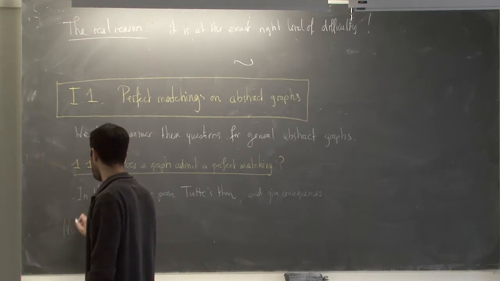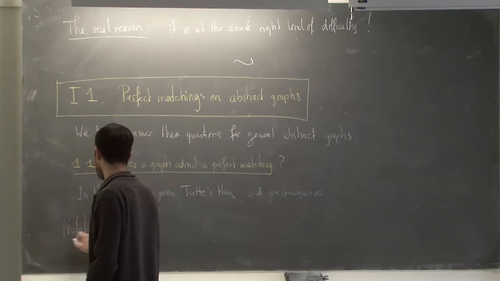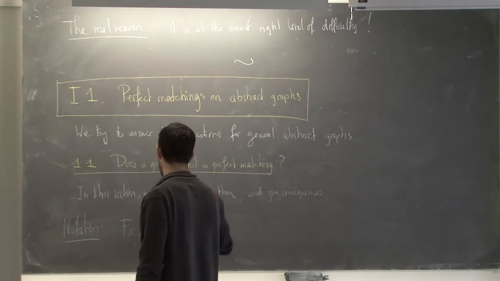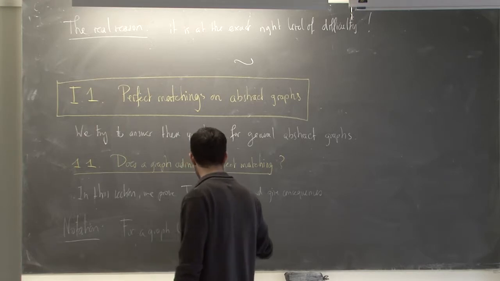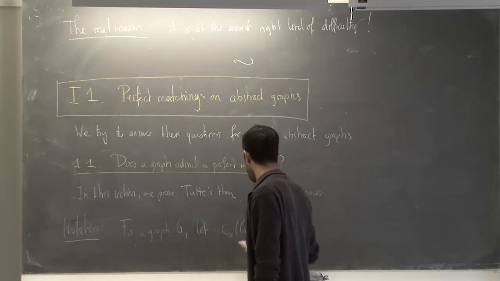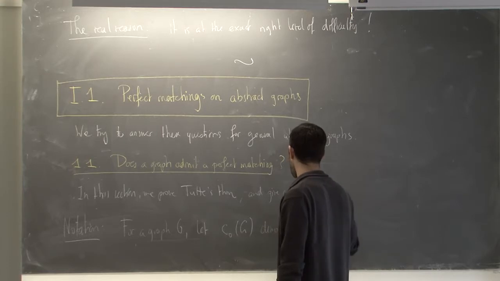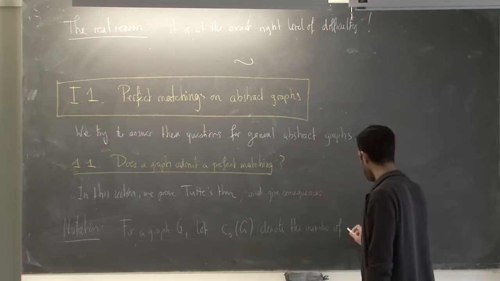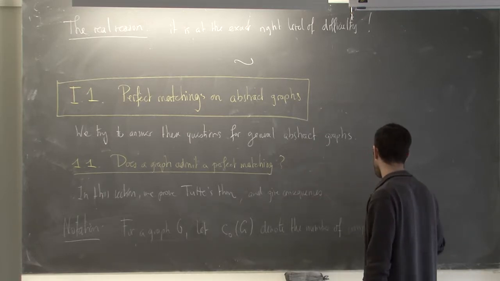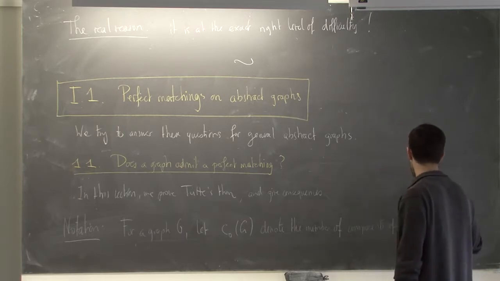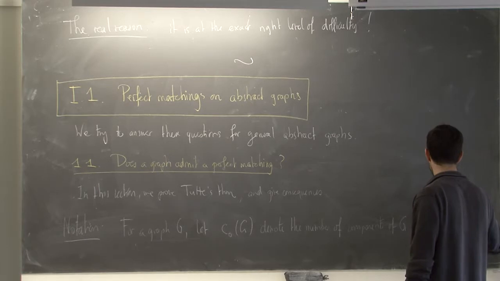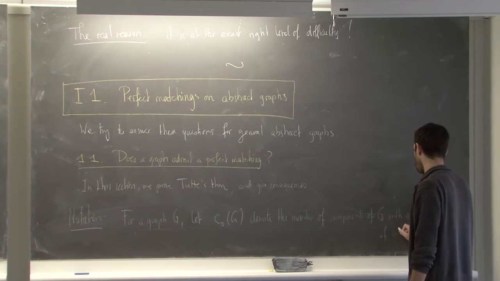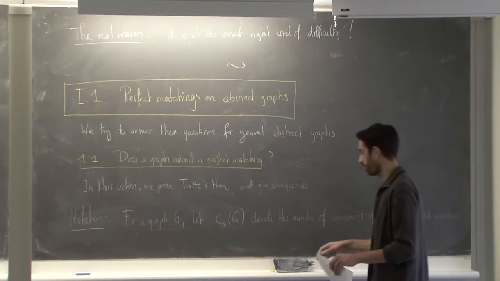So I just need a notation. For a graph G, let CO of G denote the number of components of G with an odd number of vertices. Okay?